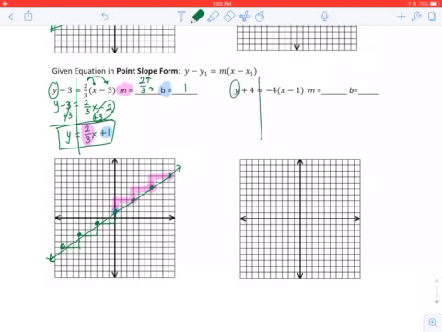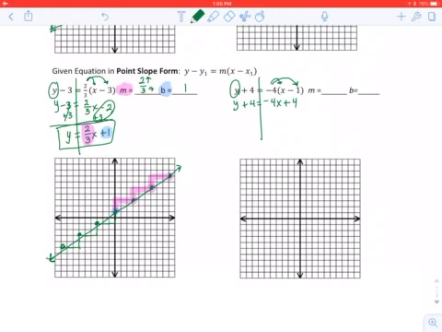All right, same thing with this one. I need to get the y all by itself, and the first thing I need to do is get rid of the parentheses. So I have negative 4 times x is going to give me a negative 4x. Negative 4 times negative 1 is going to give me a positive 4. I haven't touched this side, so we're going to bring down y plus 4 equals.